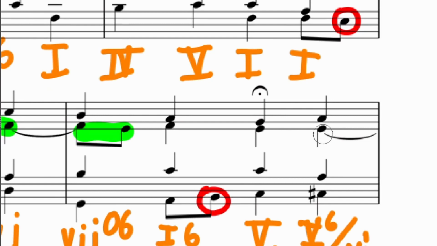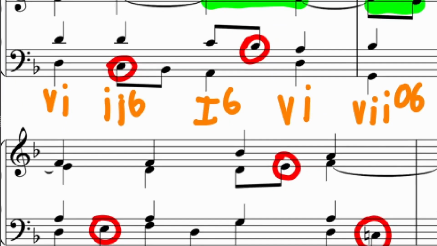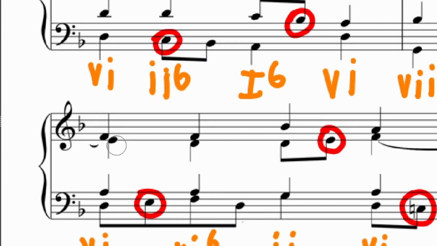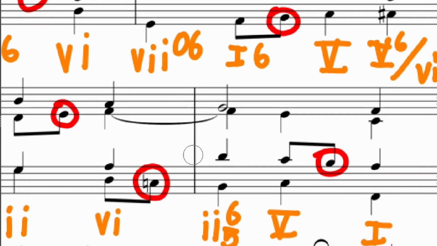This E is tied to something. I bet it's probably a suspension, so let's see. Yes, it is tied to this E over here, which resolves down to this D in D minor. There we go. Probably the same with this F. Yep, F is tied over, resolves down to this E.